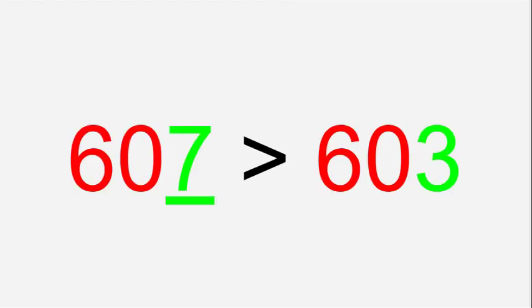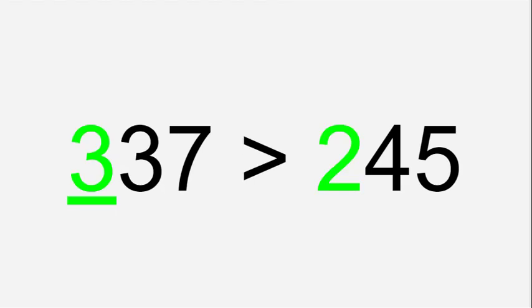The next one, 607, 603. Which one is bigger? We will ignore the 6 and the 0 in both numbers because those are the same. So we'll look at the 7 and the 3. 7 is greater than 3, so 607 is greater than 603. Well done. The next one, 337, 245. Which one is bigger? We compare the first numbers. 3 is greater than 2, so 337 is greater than 245.